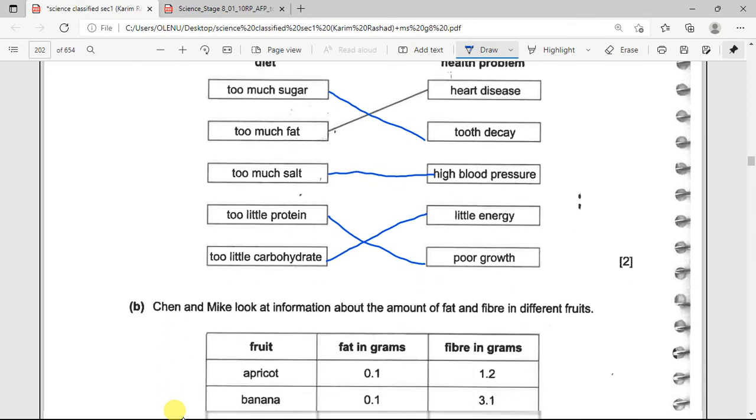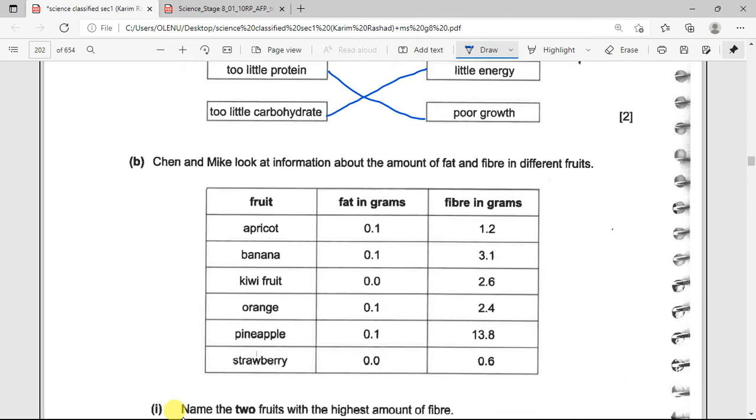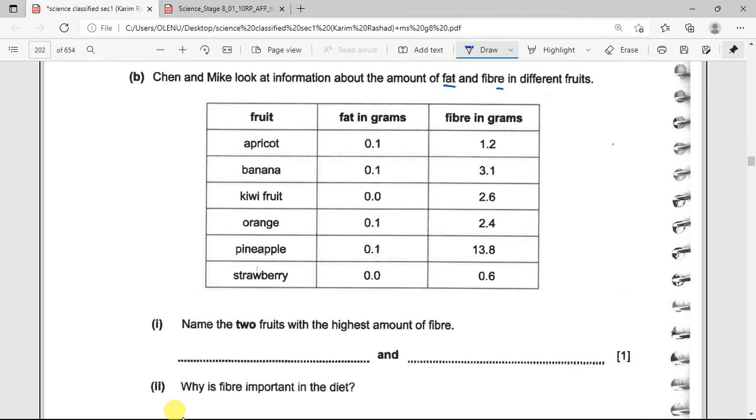That's all. Now, Chan and Mike look at information about the amount of fat and fiber in different fruit. Now, this is the amount of fat and fiber. Name the two fruits with the highest amount of fiber. So for fiber, look at which two have the highest amount. I have pineapple here, followed by 3.1, banana. So all you need to write is banana and pineapple.